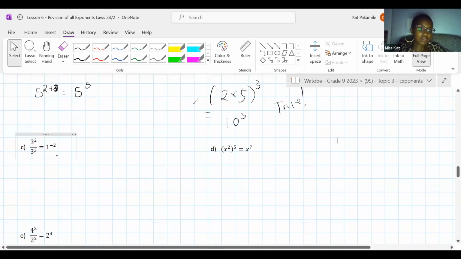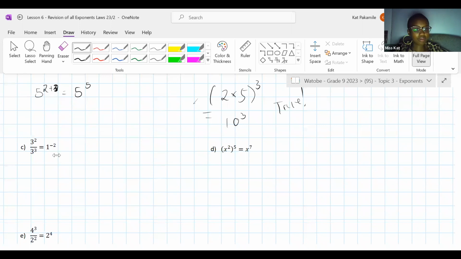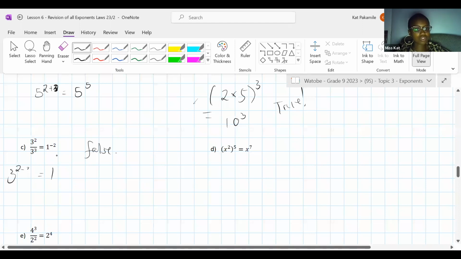So, ma'am, I think C is false. Okay, false. Let's check. Tell me what I'm supposed to do. Ma'am, because any number multiplied by 1 will always stay 1. So if you multiply 1 twice, it will always be 1. And here you have 3 to the 2 minus 3, which is 3 to the negative 1, which is 1 over 3. And that is not 1. So that is indeed false.